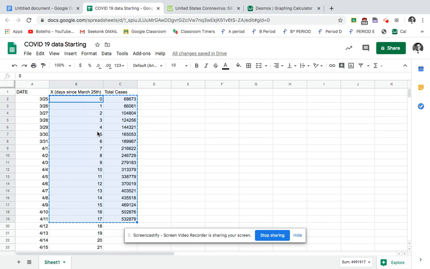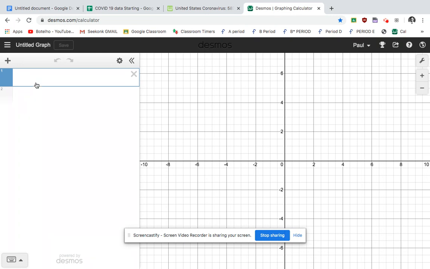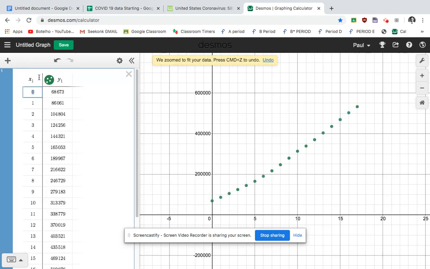So that will copy it. And then what you do here is you go into DESMOS and you do Command V. When we're referencing this, I'm going to call these your fields in your graphing calculator. So in your first field, the first box, you're going to paste, Command V, all the data.